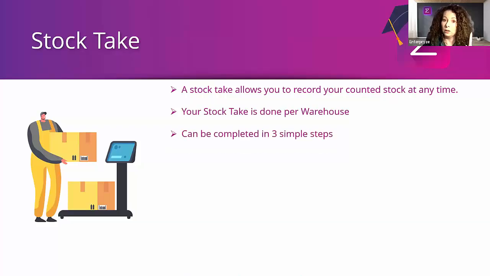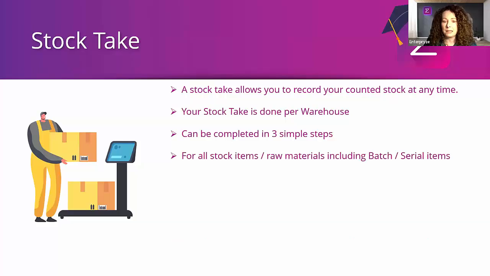As I've mentioned, it's one location at a time. It's 3 very, very simple steps combined to activate and to update the stock take. It's for all stock items, so whether they're raw materials, and of course that includes batch and serial items as well. It will increase or decrease the stock totals depending on the stock differences that are generated.